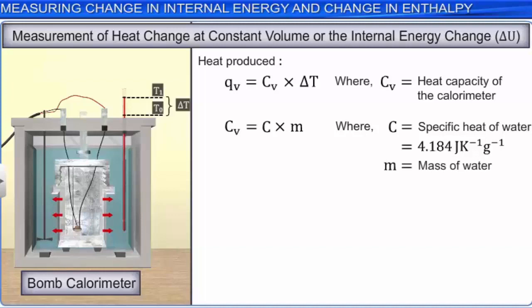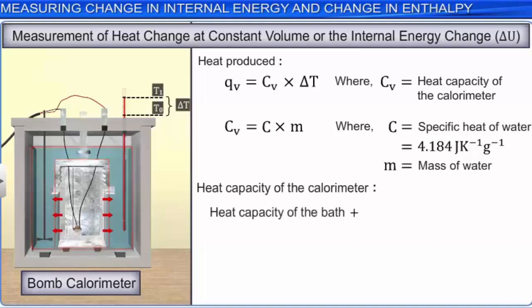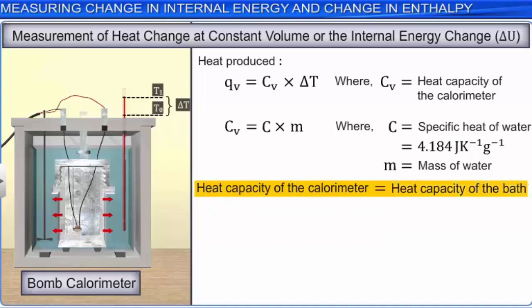Actually, heat capacity of the calorimeter or the system is the sum of heat capacity of the bath, that is water, and the heat capacity of the bomb, that is the metal. Water has high value of heat capacity as compared to the metal of the bomb. Thus, heat capacity of the metal is neglected, and the heat capacity of the calorimeter is taken as the heat capacity of only the bath.